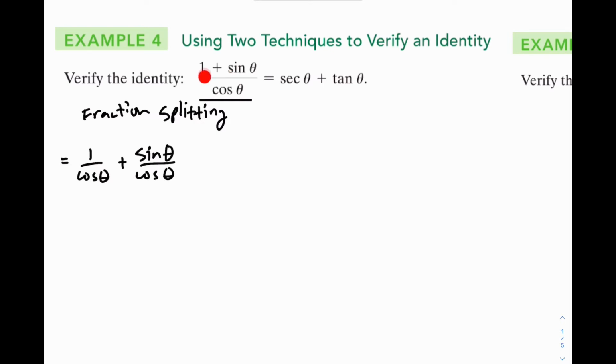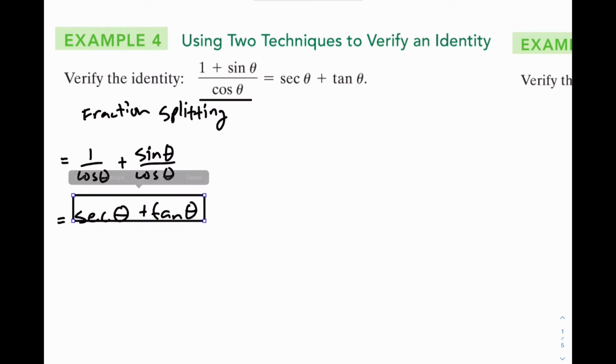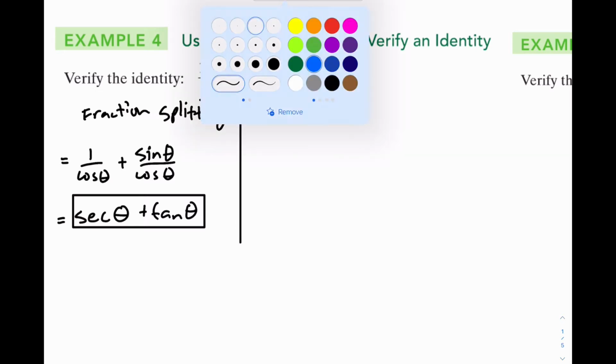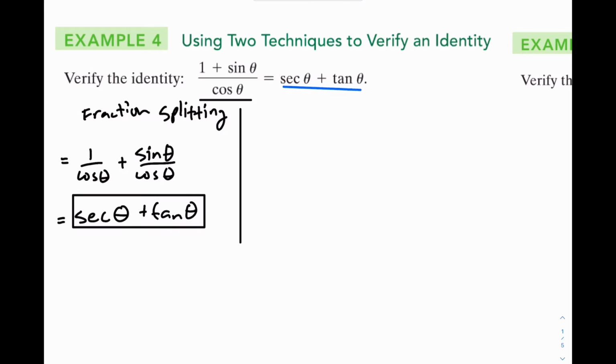So notice how we just take this thing and split into 2 separate pieces. And now we have secant plus tan, which is exactly what we wanted. It's a pretty cool technique, very useful. Let's draw a line here. Let's say you pick the right side. For the right side, we'll change to sine and cosine. So that'd be 1 over cosine plus sine over cosine.